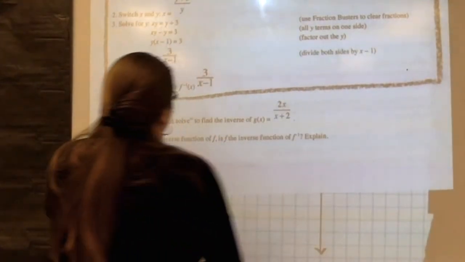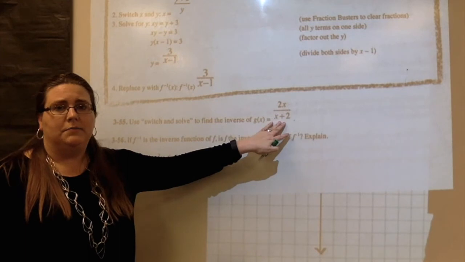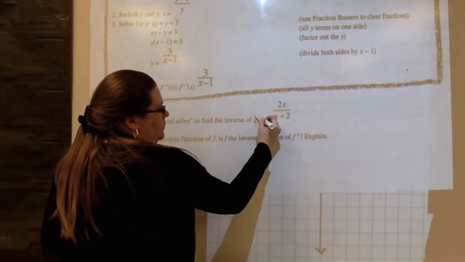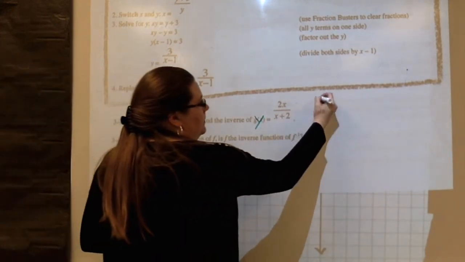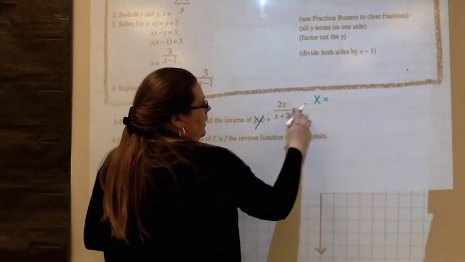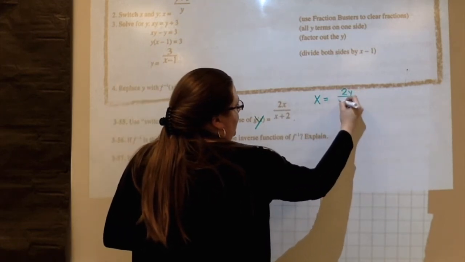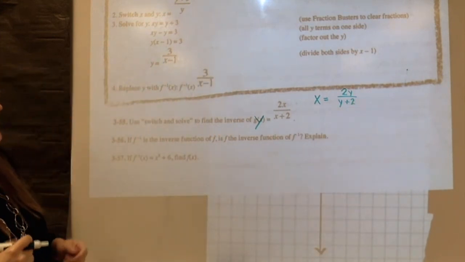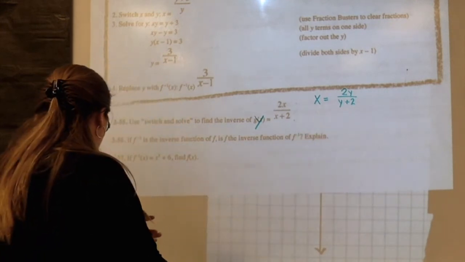All right, this is to use the switch and solve method to find the inverse of g of x equals 2x over x plus 2. So we're going to start off by calling g of x y, and then we'll switch places with the x's and the y's. So the y becomes an x, and the x's here become y. So I have x equals 2y divided by y plus 2. Okay? So again, I want to get this y portion out of the denominator, because that's certainly not ideal.